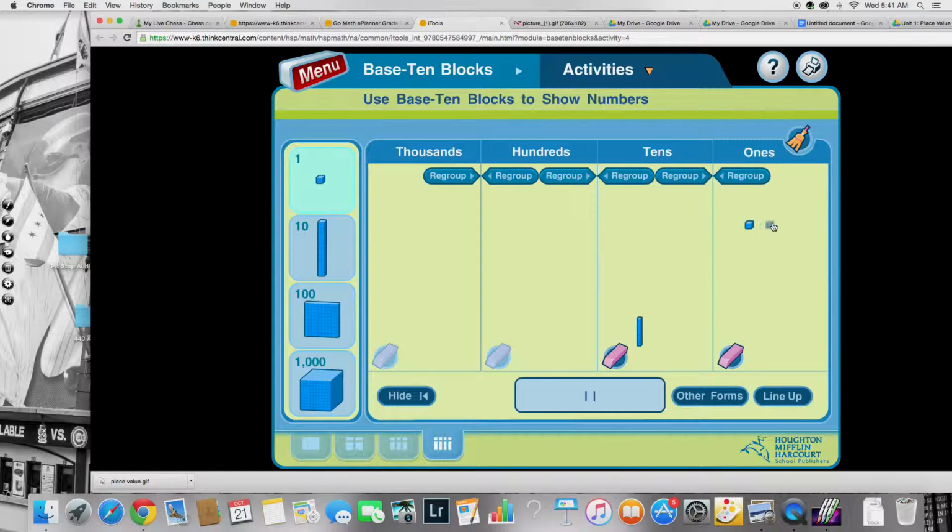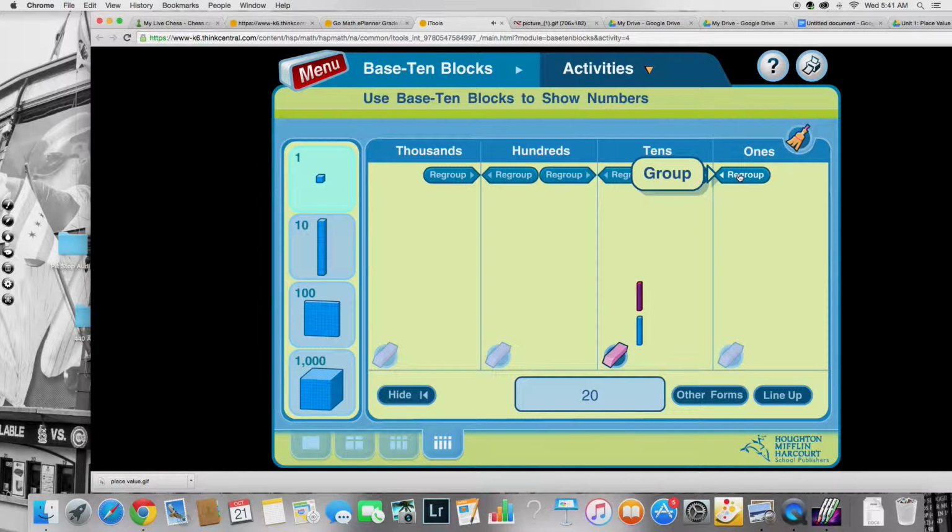And here we go again. 1, 2, 3, 4, 5, 6, 7, 8, 9, 10. Then we also have the same here. How many 10s does it take to make 100? Base 10, it takes 10. 1, 2, 3, 4, 5, 6, 7, 8, 9, 10.